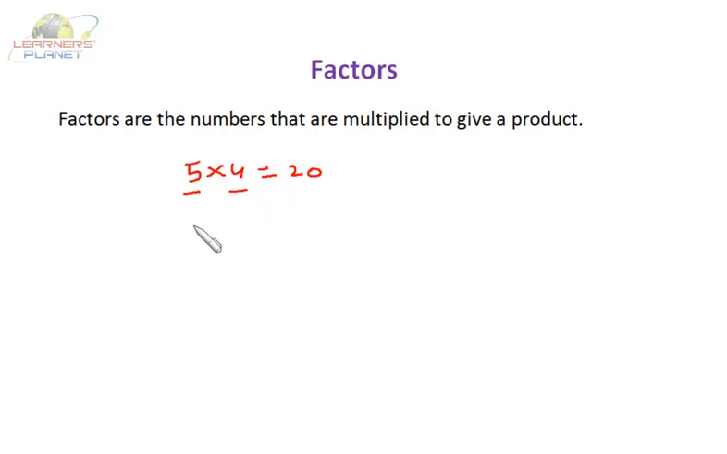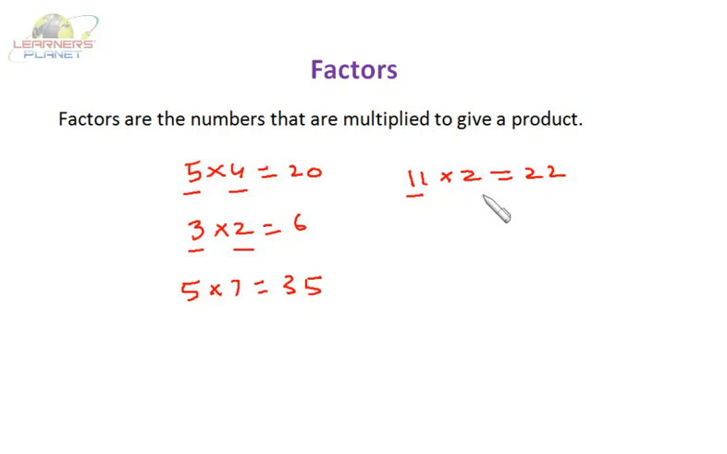If I take another example, 3 into 2 is 6. So by multiplying 3 and 2, I am getting 6 as a product. That means 3 and 2 are the factors of 6. Similarly, we can take more examples. Say 5 into 7 is 35. That means 5 and 7 are factors of 35. Or we take another example, 11 into 2 is 22. That means 11 and 2 are the factors of 22.